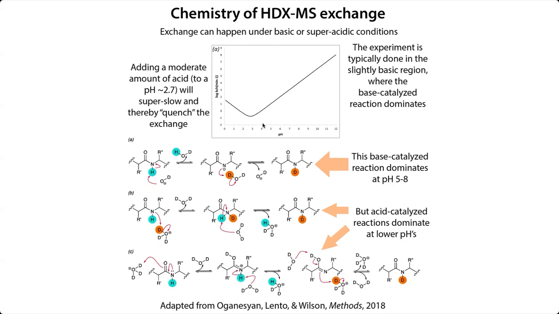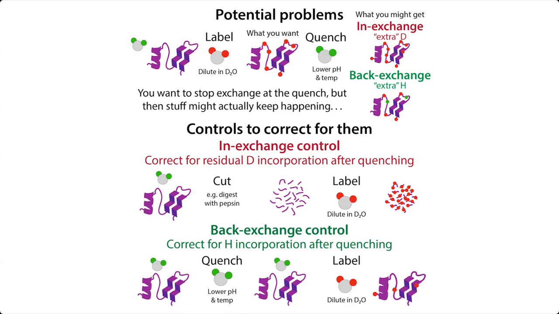And this also helps you see that when you do the quenching, it's not just that you want to get acidic, you want to get to a very particular pH, about 2.7. You might have to play around a little bit in order to make sure that you get good quenching. And I'll tell you a little bit about some of the controls that you can do in order to correct for any sorts of after exchange effects. Hopefully this will make more sense in a minute.